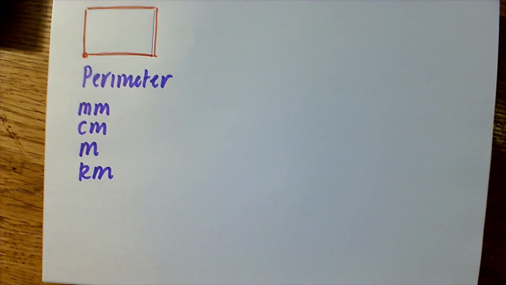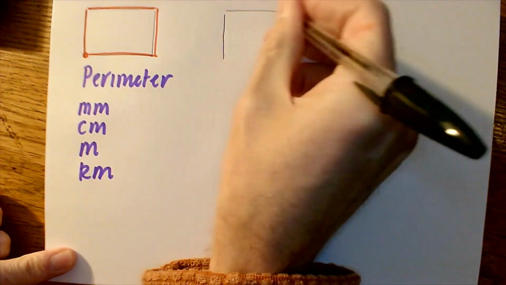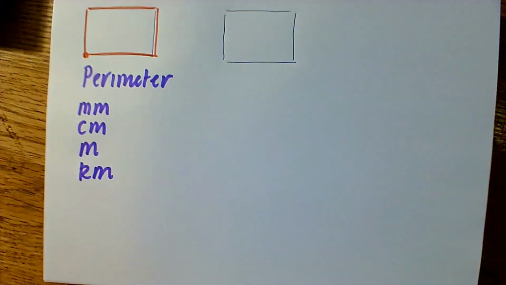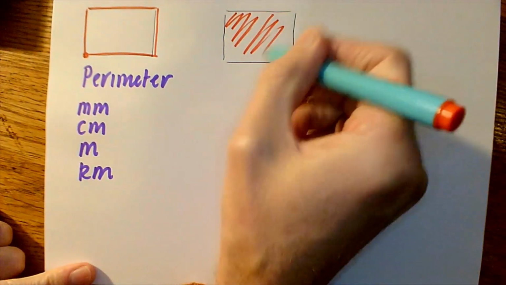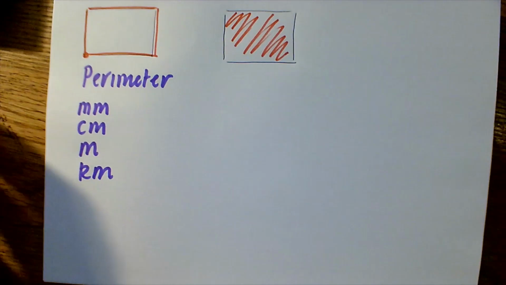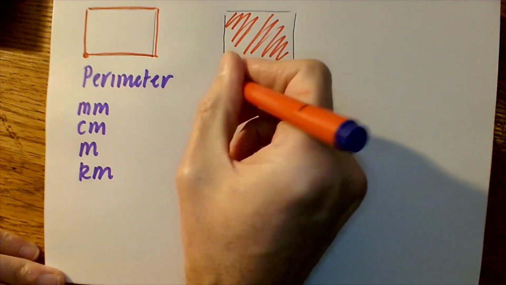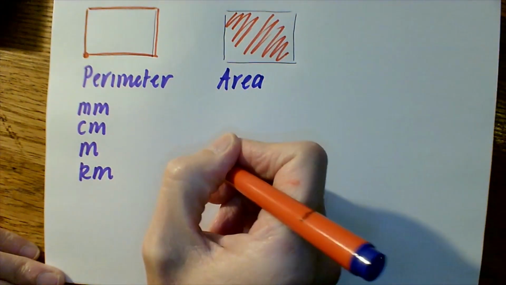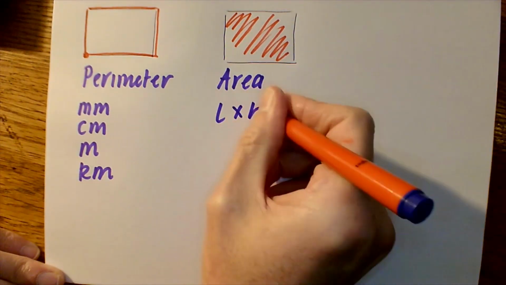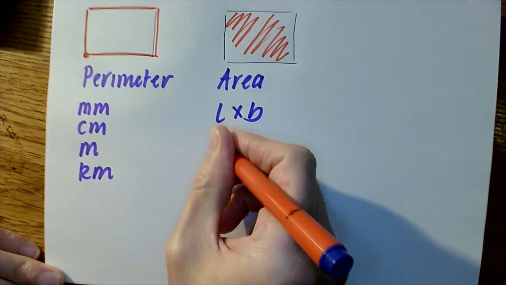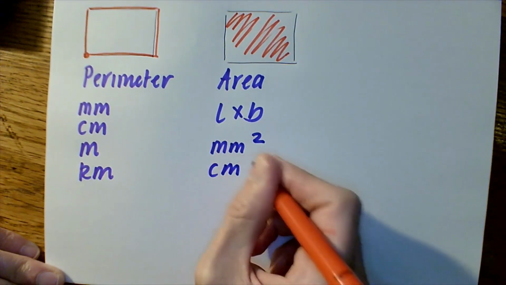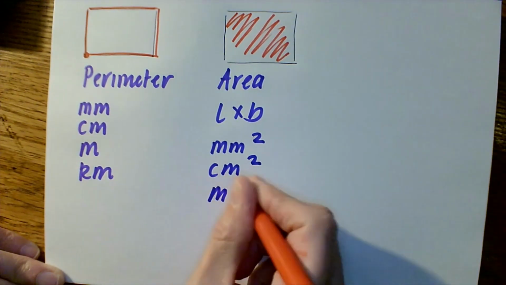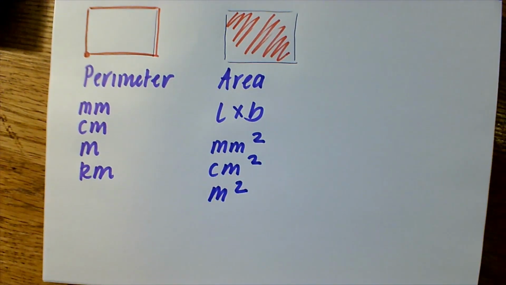But there was something else you could do with a rectangle as well. You could also find how much space there was actually inside the rectangle. How many squares there were inside the rectangle. And of course, to do that, you would do length times breadth, and your answer would come out depending on whether you were given measurements in millimetres. It would be square millimetres, centimetres squared, metres squared, and so on. Okay?